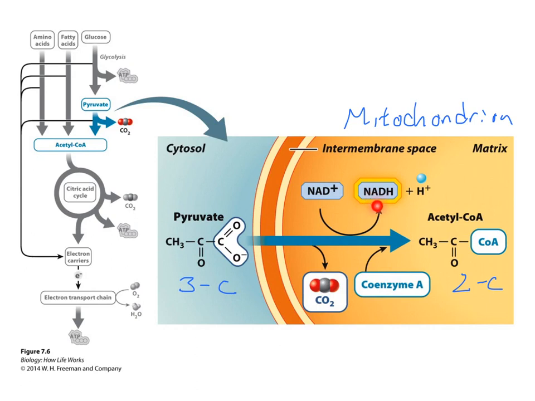Alright, so remember now we've made some NADH. That is an electron carrier. It can go to the electron transport chain. Carbon dioxide, as we've been talking about, the electrons in carbon dioxide tend to have low potential energy.